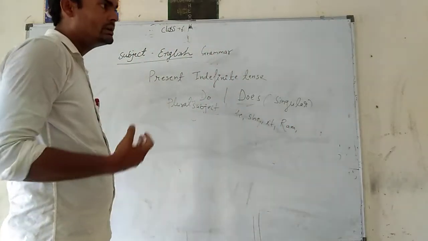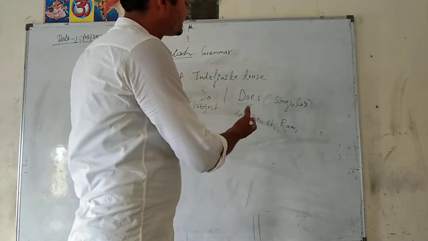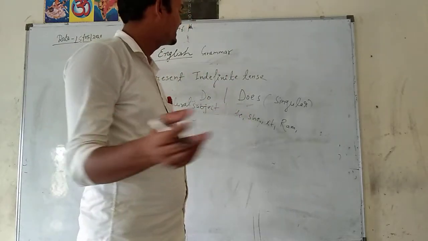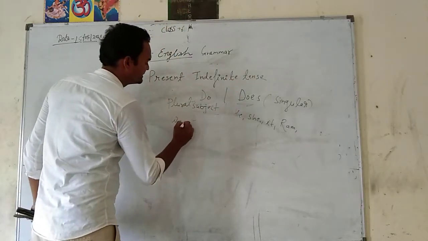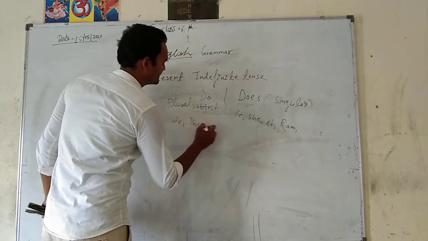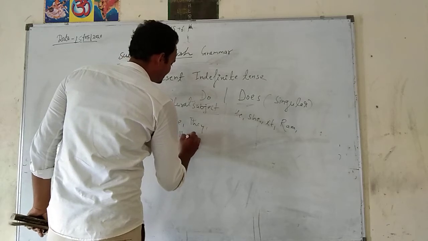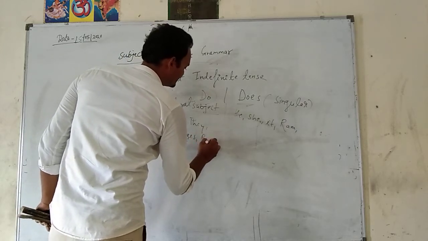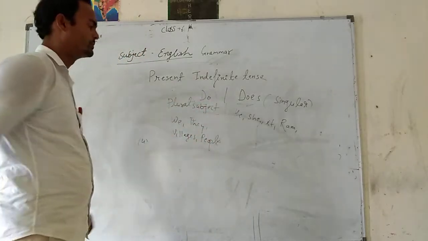So all these singular subjects are used with does, and here we, they, and plurals like villages, people, all plural words are used with do.